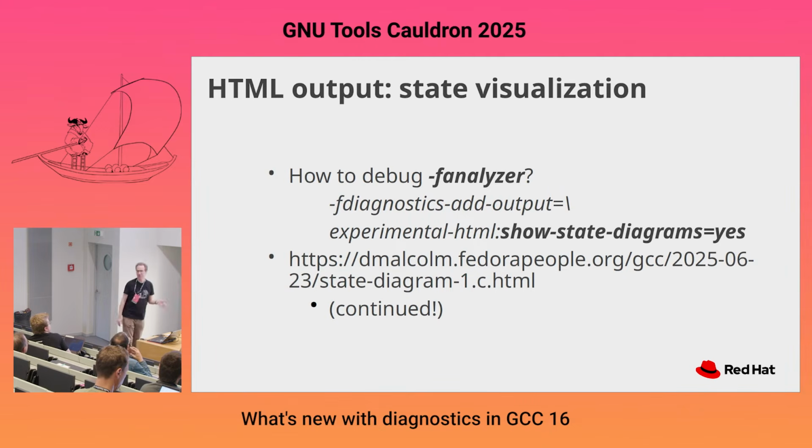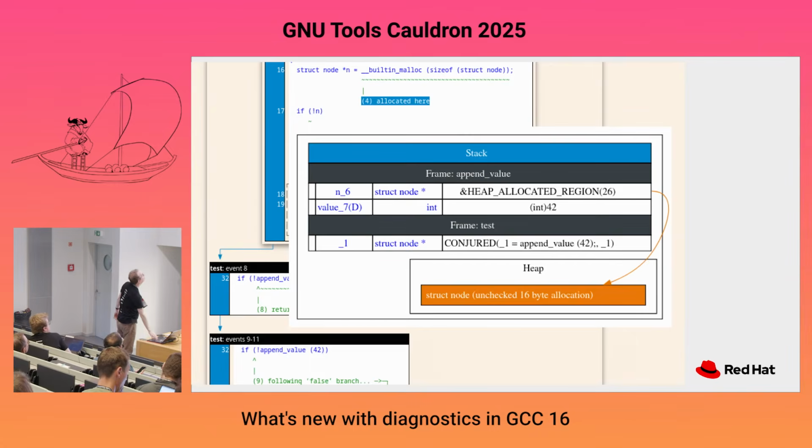So this is sort of scratching my own itch, as the saying goes. I've added a new diagnostics add output, where you get the scheme, experimental HTML, and there are key value pairs. I've added this new show state diagrams equals yes. If you turn that on, I took some inspiration from DDD, the data display debugger. The idea is that at each point on an execution path in a GCC diagnostic, you can capture a directed graph that represents the state of memory.